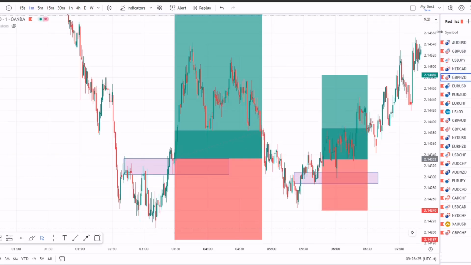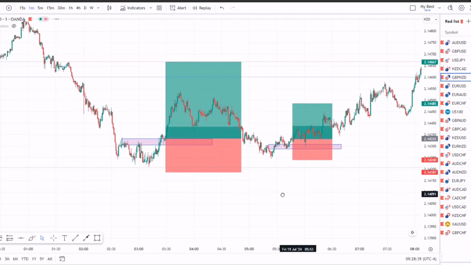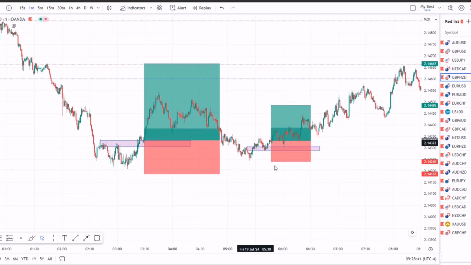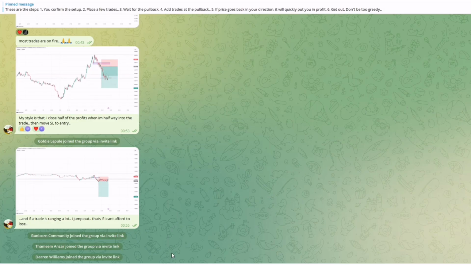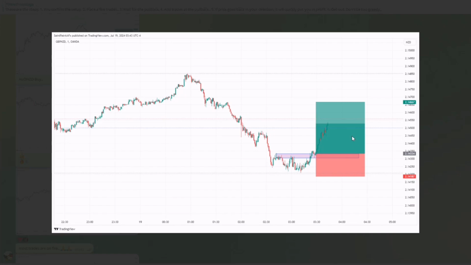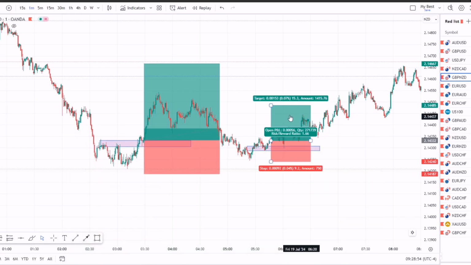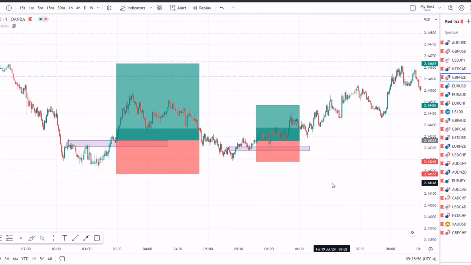Okay, let's check here. Had two trades here. Unfortunately, I didn't update this one in the trading group. I only had the first one. Must have been this one. I only had this one, and then this one I only placed it for myself.